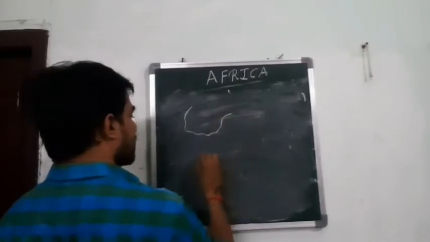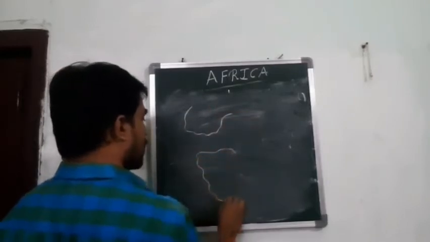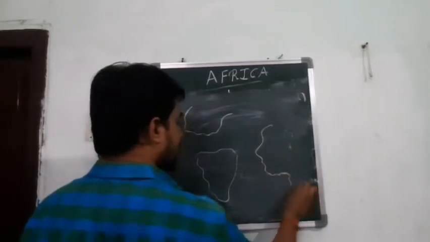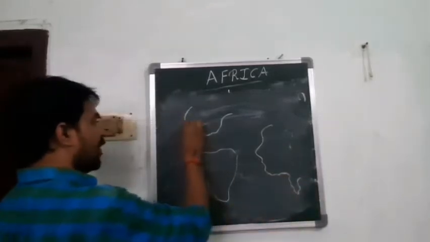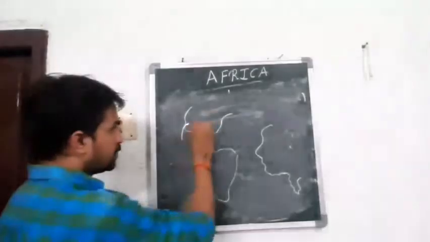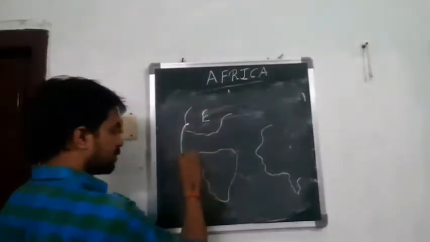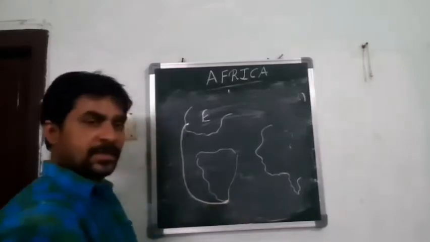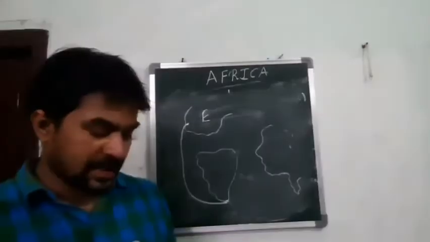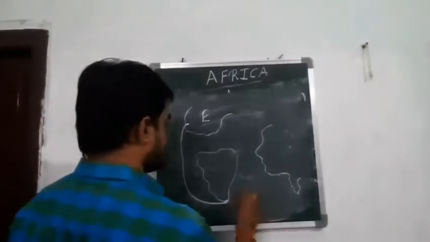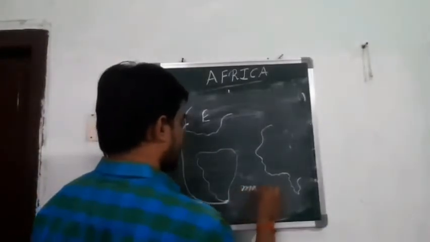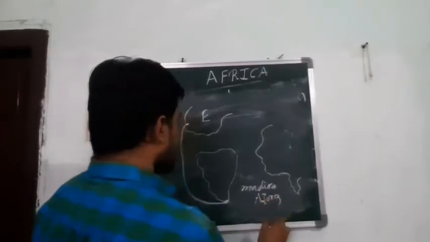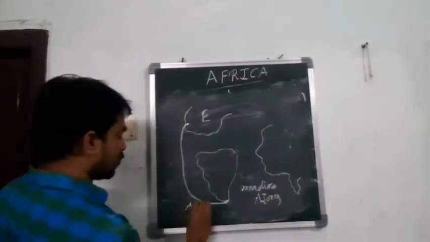Here we have the African continent. Here we have Asia, particularly India. So Vasco da Gama was coming from Europe. This is Europe. And he reached this place. There are two places called Madeira and Azores. So here they found this Atlantic Ocean.